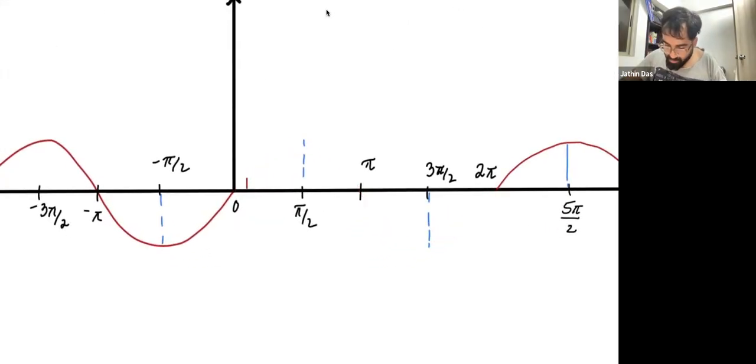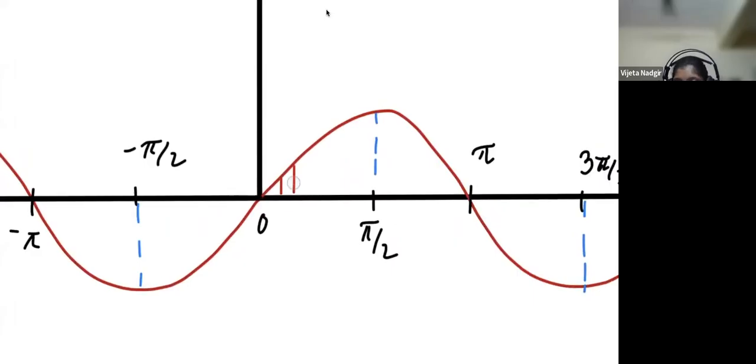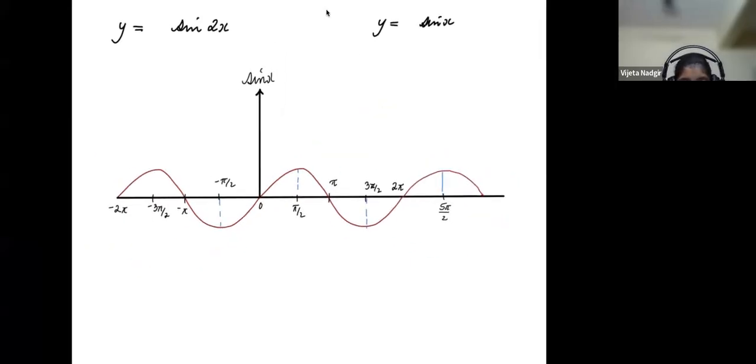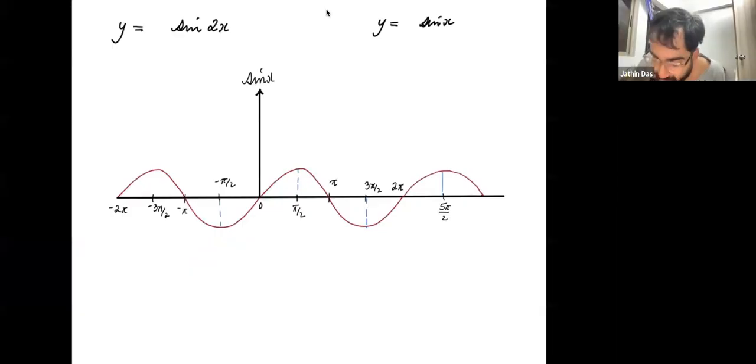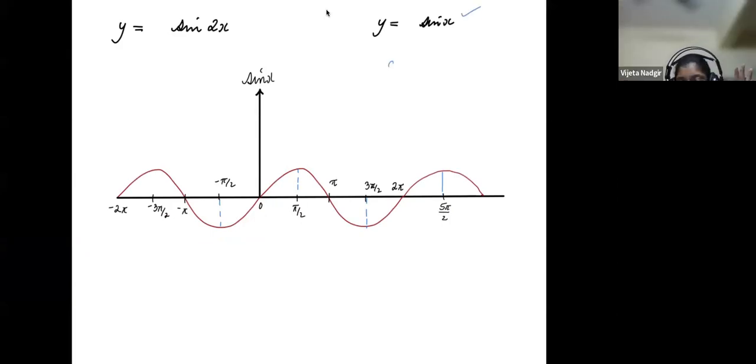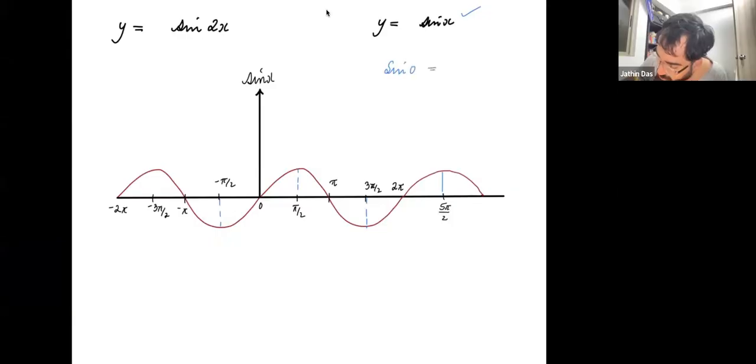So this is the sine x curve. You know the time period is 2 pi. How do you know the time period is 2 pi? I'm talking about this curve now, y is equal to sine x. If I put sine of 0, you will get 0, and sine of 2 pi, again it will become 0. Like this.